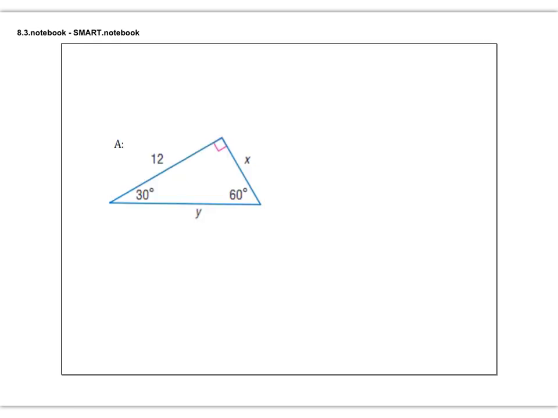So here you can see we have a 30, 60, 90 triangle. The hypotenuse is y. The short leg is across from the 30, so the short leg is over here, x, and then that means 12 is the long leg. Now, rule of thumb is if you don't know the short leg, find that first. So we're going to try to solve this for x and y. So let's solve for x first.